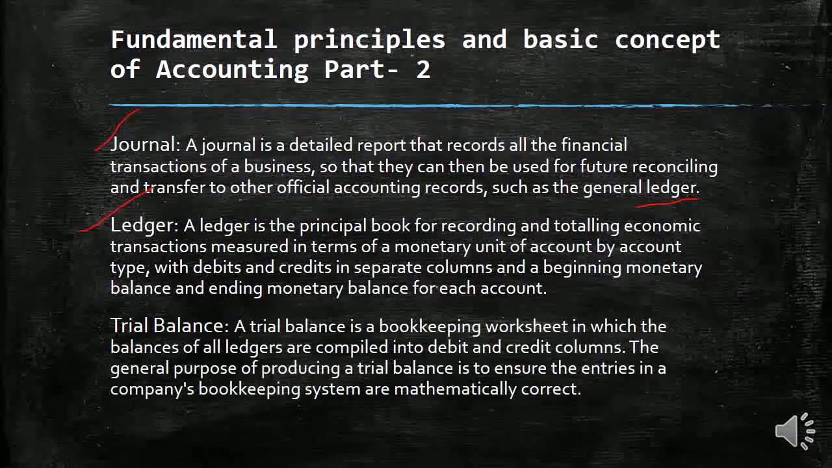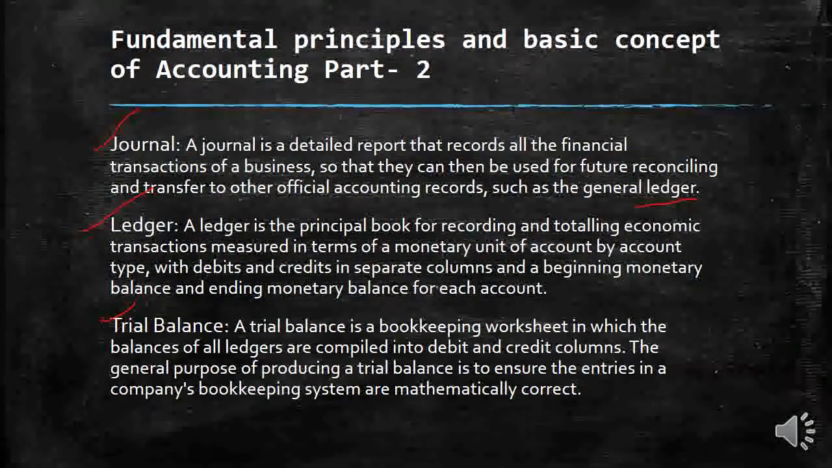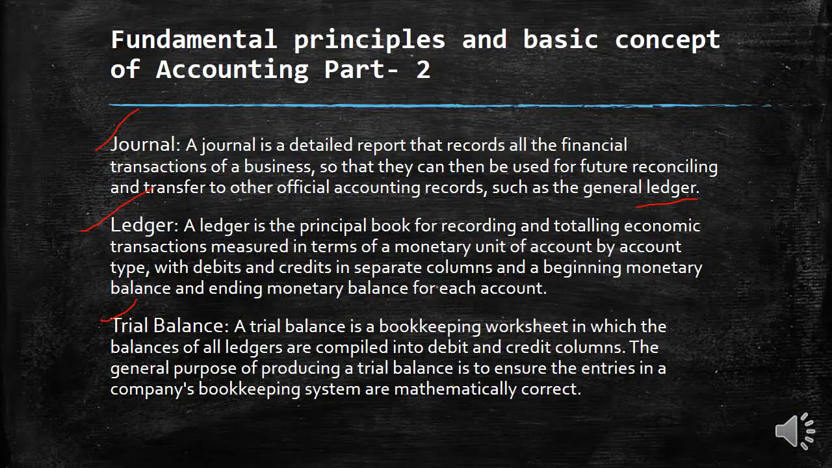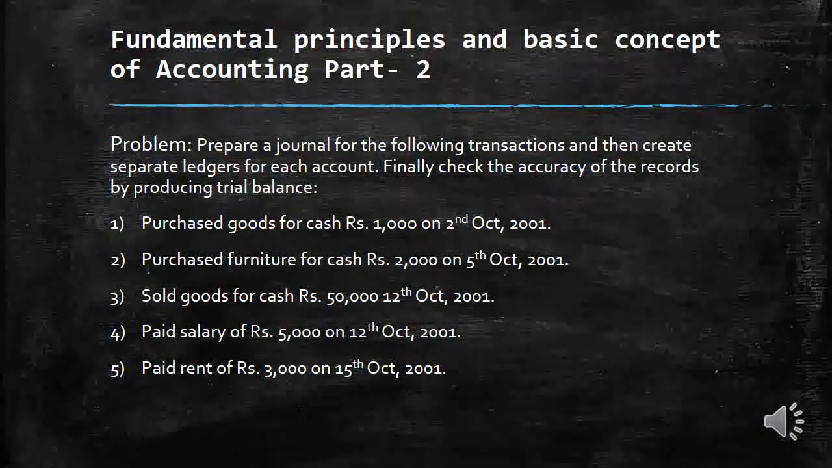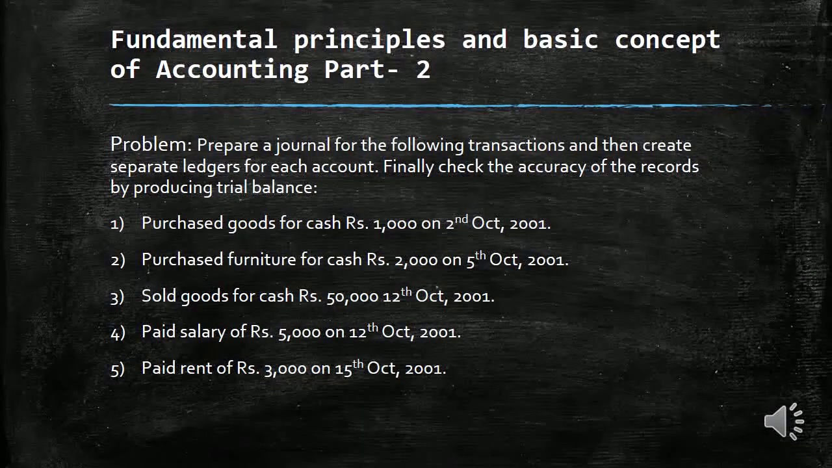Now trial balance. A trial balance is a bookkeeping worksheet in which the balances of all ledgers are compiled into debit and credit columns. The general purpose of producing a trial balance is to ensure the entries in a company's bookkeeping system are mathematically correct. So as the definition implies, trial balance is produced to check the correctness of an accounting book, and it will be very clear after we see the example. So let's go to the next slide. So here comes the much awaited example on journal, ledger and trial balance.